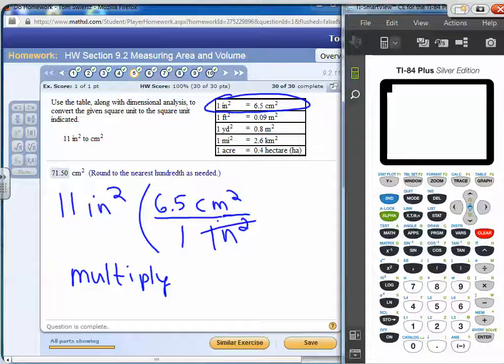Now the square inches cancel, and then 11 times 6.5, and our units will be in square centimeters, and we're going to round off to 2 decimals because it says to the nearest hundredth.